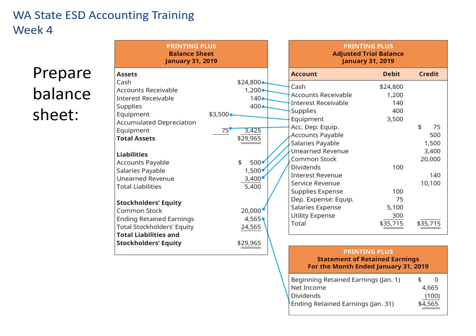So in this case, I have assets of 29,965. I then list my liabilities, and they can be in any order, and that's followed by stockholders' equity. And again, that ending retained earnings figure of 4,565 came from my statement of retained earnings.